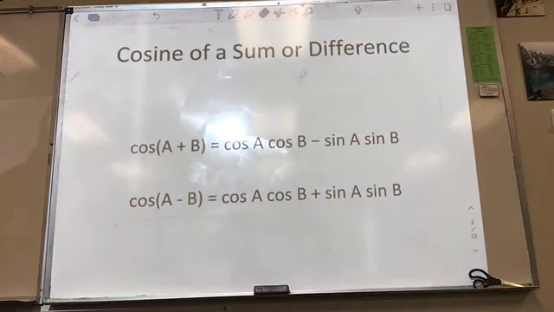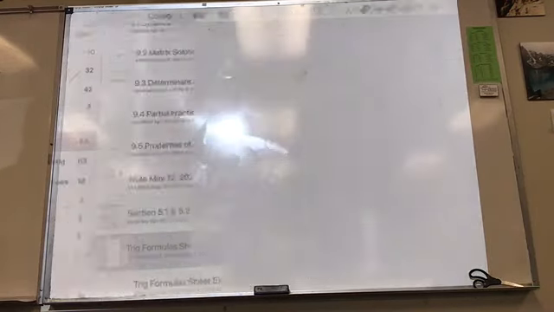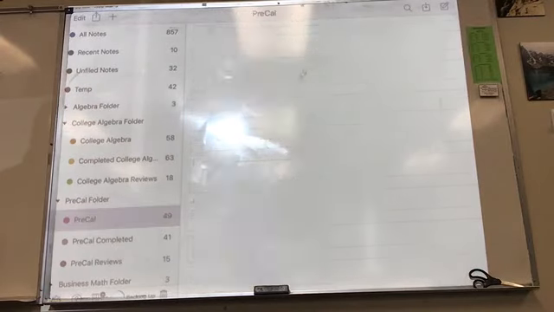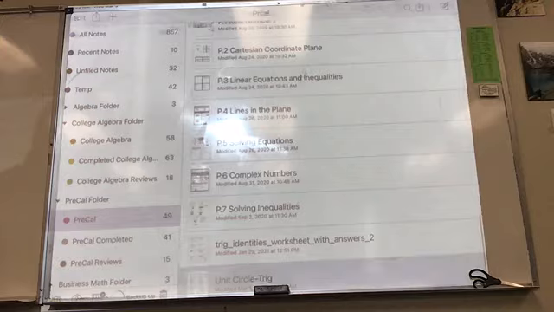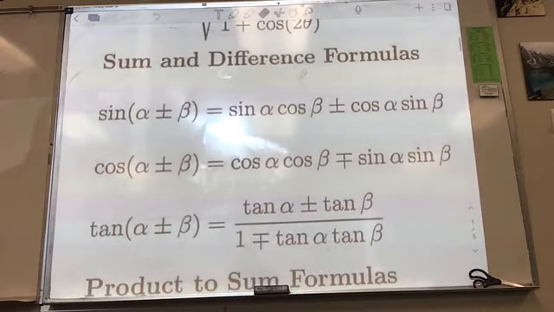I don't have it opened up right now. Let me go find it. Trig sheet, maybe? No, that's the... But it's in pre-cal. Okay, so it is over here under sum and difference formulas.